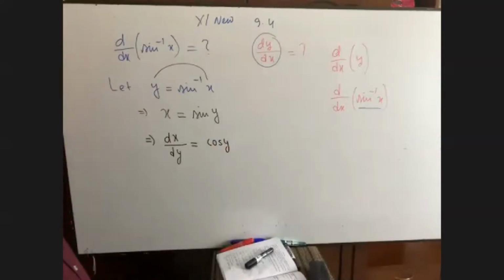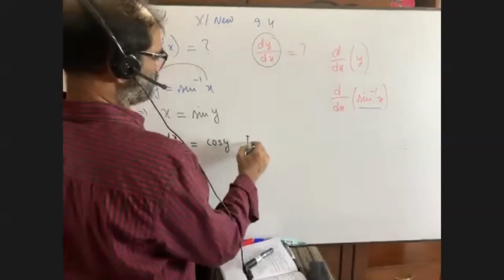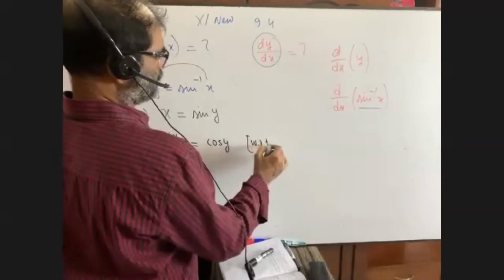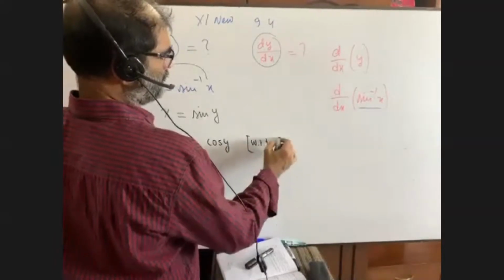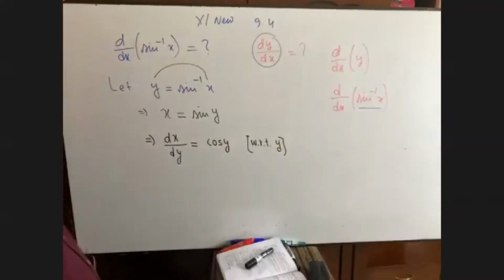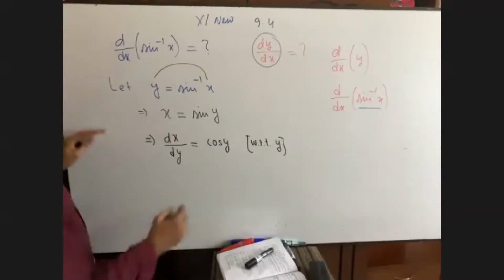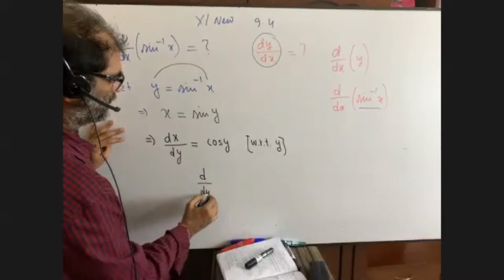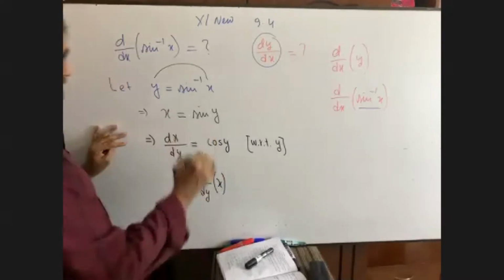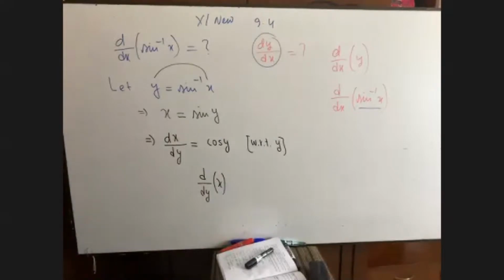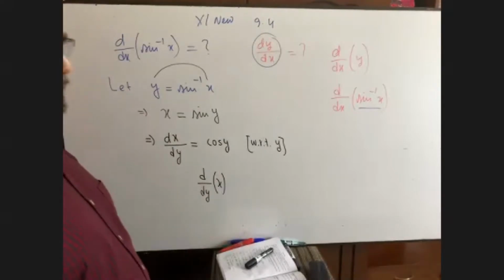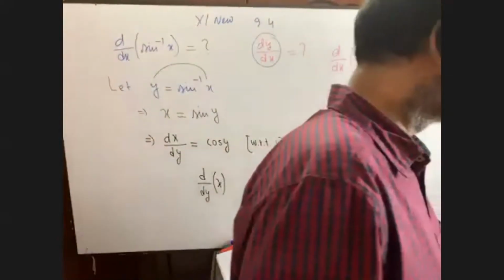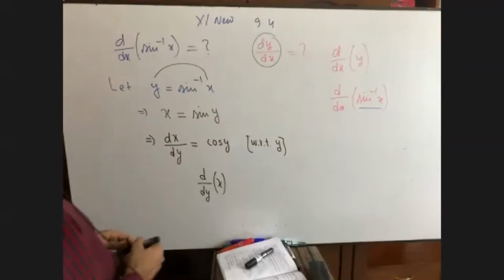Yes. What does differentiating with respect to y mean? With respect to y, because we are going to differentiate y. Here the pattern is d by dy in bracket, this is x. You're right. Okay. Is it okay?